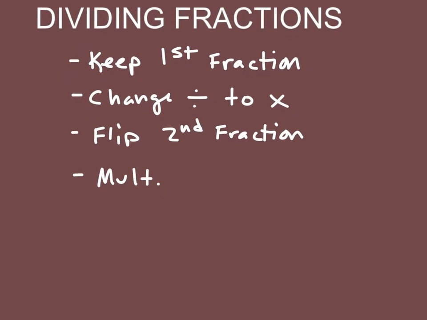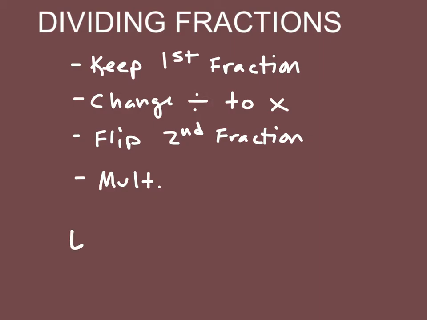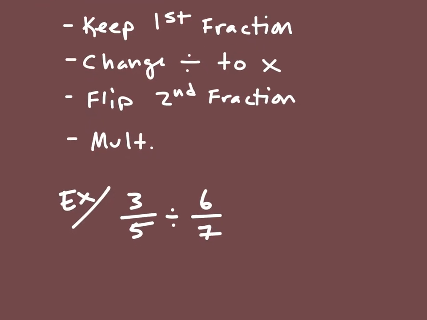Okay, so what I want to do is write out an example. Let's say that we've got 3/5 divided by 6/7. Keep the first fraction the same, so copy that down. Change your division symbol to multiplication, and I'm going to use the dot here. Then flip your second fraction, so I'm going to get 7/6, and then we just multiply across.